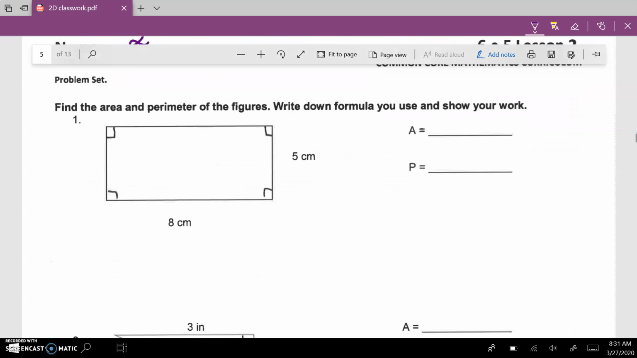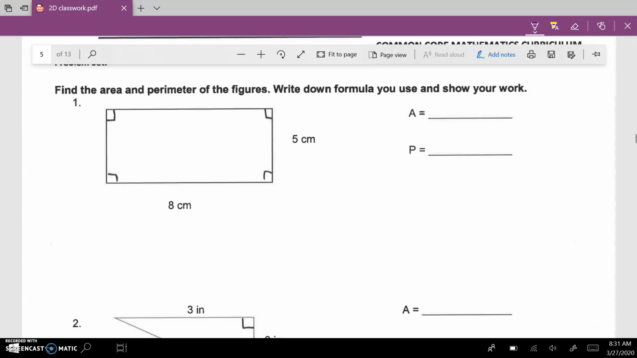Okay, so the first one is the rectangle. That's the easiest one, guys. Just make sure that you show your work though. For the area, my length is 8 times my width is 5, so my area here is 40. Now notice we are in centimeters, so it would be 40 centimeters squared.